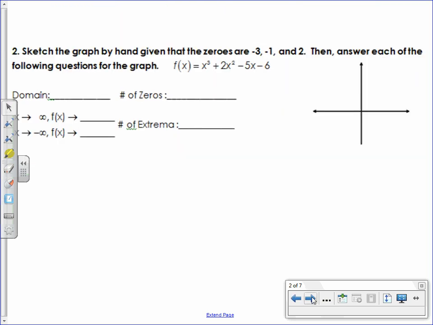All right, looking at number 2. Sketch the graph by hand, given the zeros. Remember, zeros are your x-intercepts. So your zeros are at -3, -1, and 2. So 1, 2, 3. There's 1 zero. -1. There's 1 zero. 1, 2. There's my other zero. So I got 3 zeros.